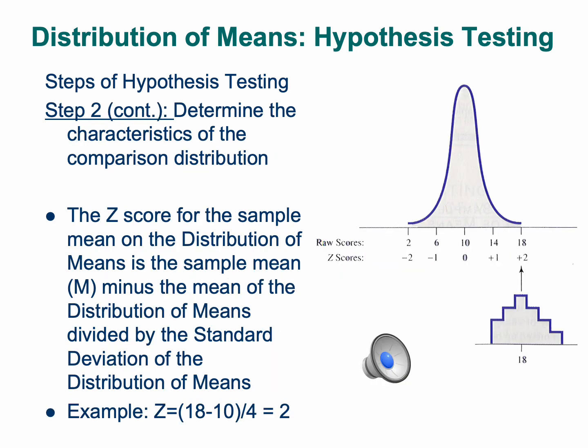Okay, this is a continuation of step 2 in hypothesis testing, determining the characteristics of the comparison distribution. Okay, well the next thing you got to do is get a z-score. Remember, a z-score is a difference score.